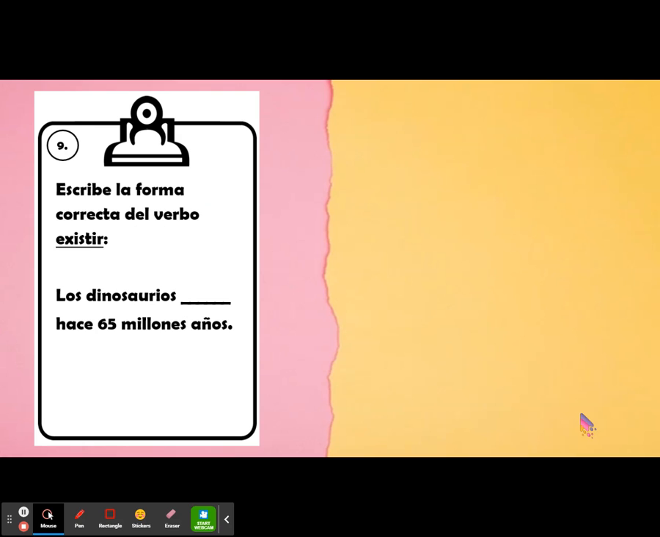Number 9. Escribe la forma correcta del verbo existir, which is a verb that we haven't technically learned yet, but it is a cognate, to exist. So, los dinosaurios hace 65 millones años. And what form should you have chosen? Existieron. Dinosaurs existed 65 million years ago.